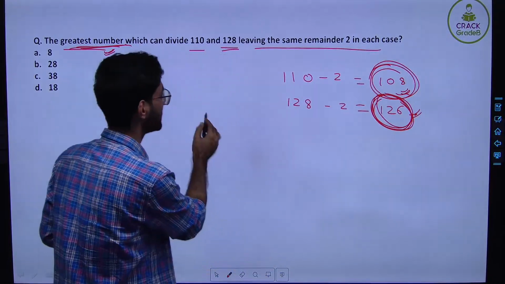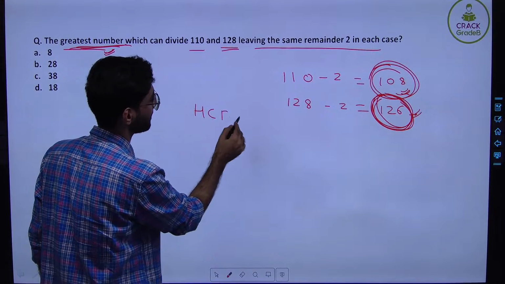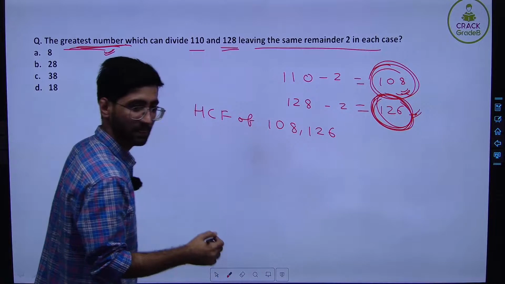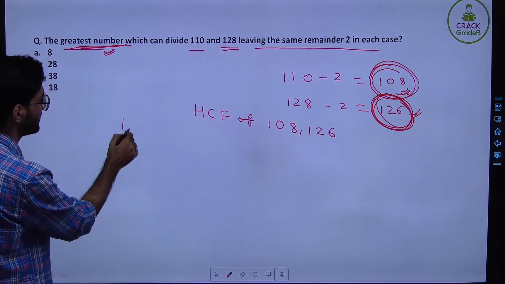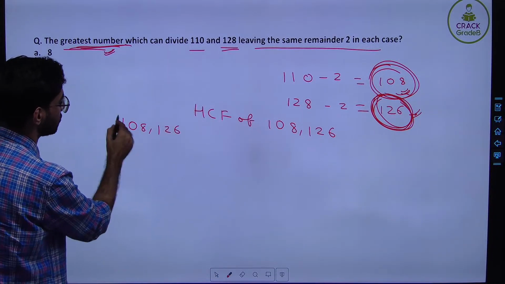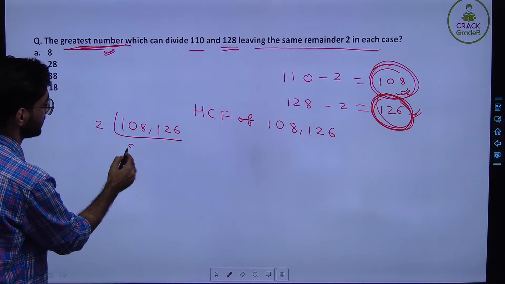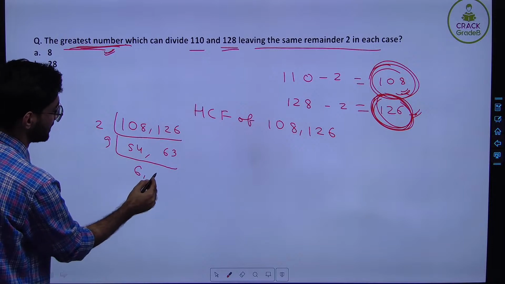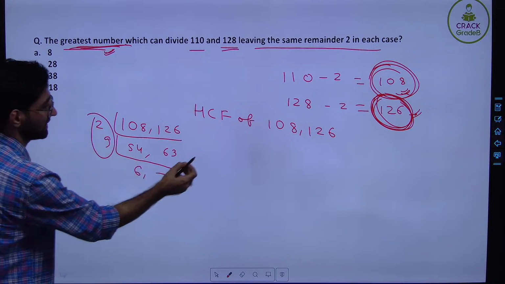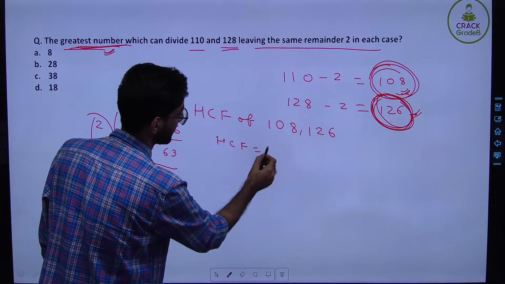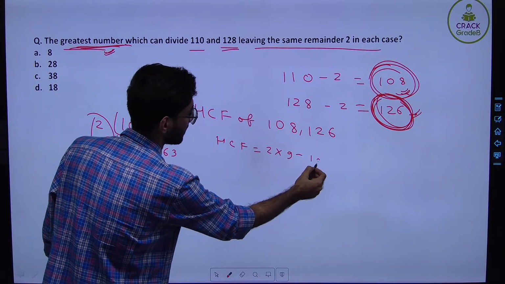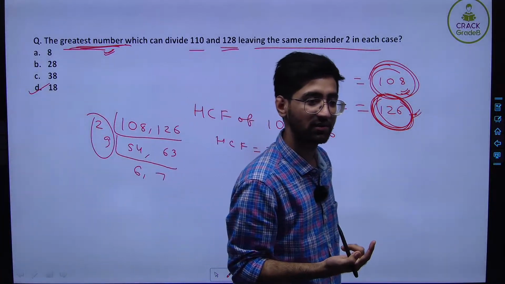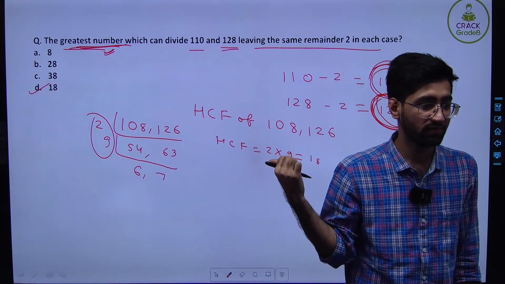So basically, you have to find the HCF of 108 and 126, right? If you find the HCF of 108 and 126, simple, 2 into 54 and 2 into 63. Now you can directly apply 9 into 6, 9 into 7. HCF is equal to 2 into 9, that is equal to 18. Or even if you use options, you can answer option D. Any doubt? Were you able to find option D?